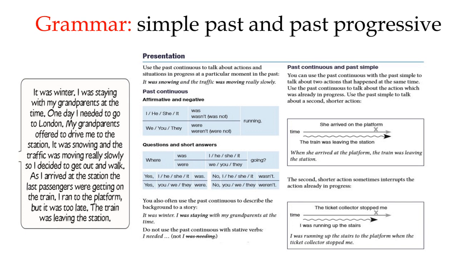I ran to the platform, but it was too late. The train was leaving the station. Was leaving. To be plus verb plus ing, this is past continuous. Okay, let's go ahead to the presentation.